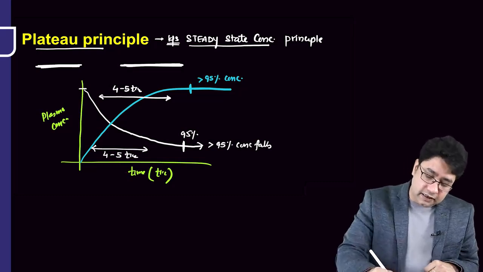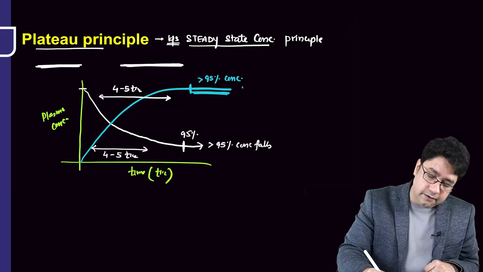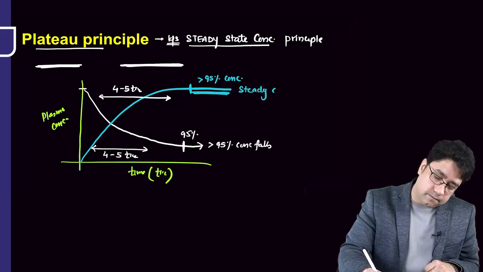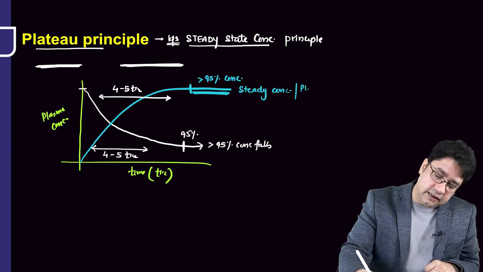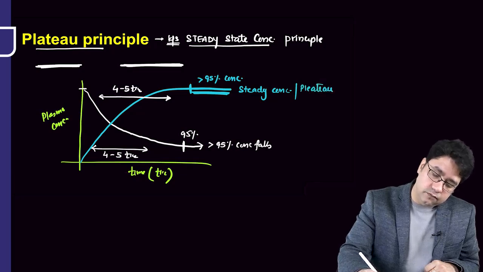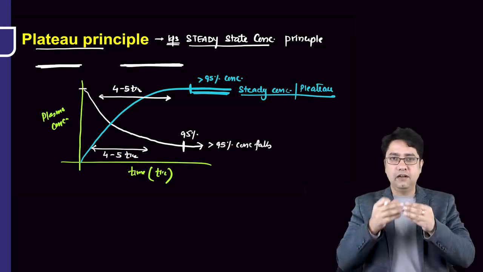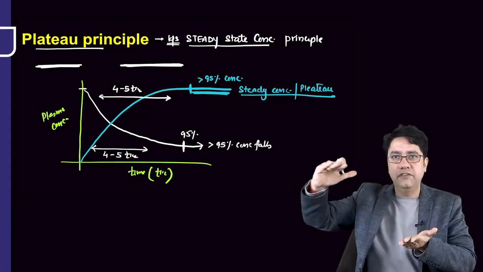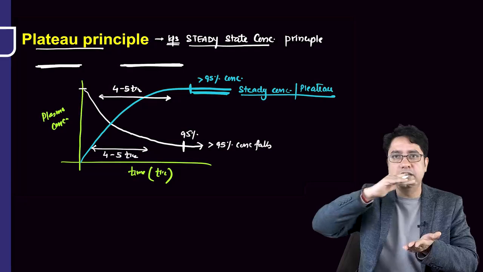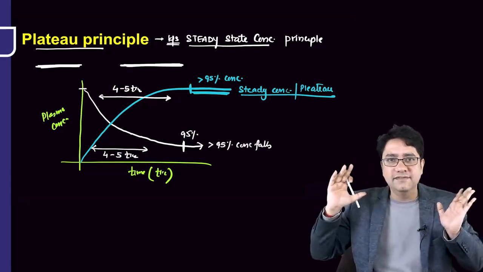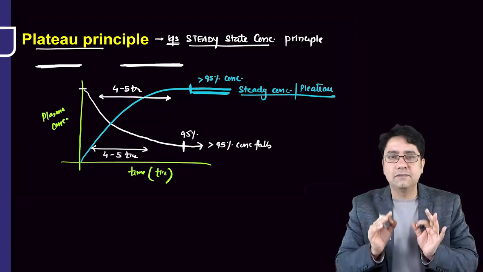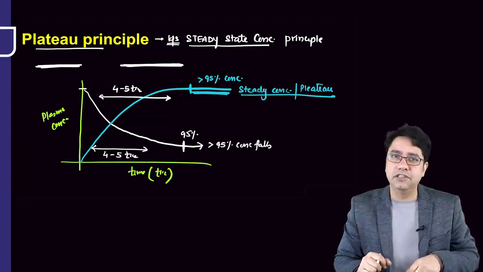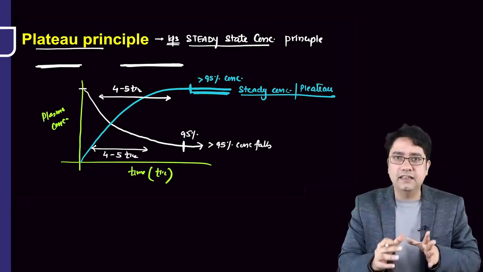And now you can see the concentration is becoming steady, or it is achieving a plateau. So if you give a drug continuously, it will increase, and after 4 to 5 half-lives, the concentration in plasma becomes steady. Agreed? This is the plateau principle or steady state principle. So let's write this in word format. What does the plateau principle say?